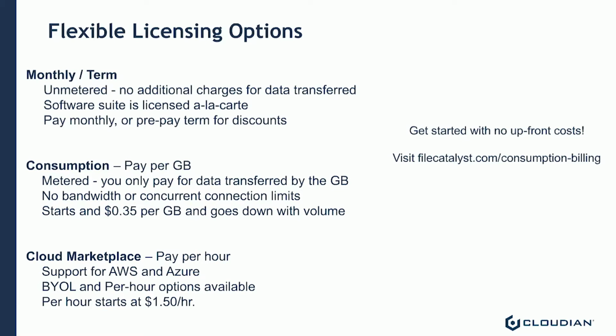The other licensing option that we have is available on various cloud marketplaces, where you can pay by the hour of compute time. This is currently supported on AWS and Azure. The power options start at about $1.50 an hour, and based on the instance size, that's what determines the speed that you'll be capped at.